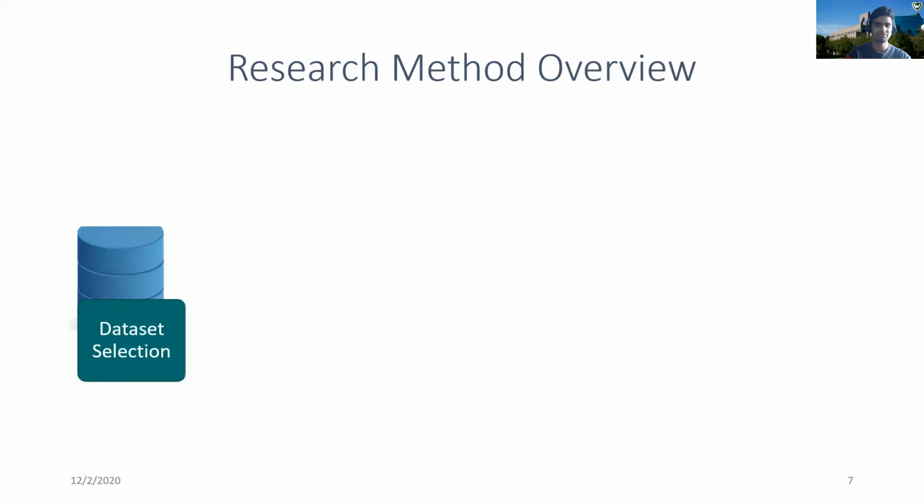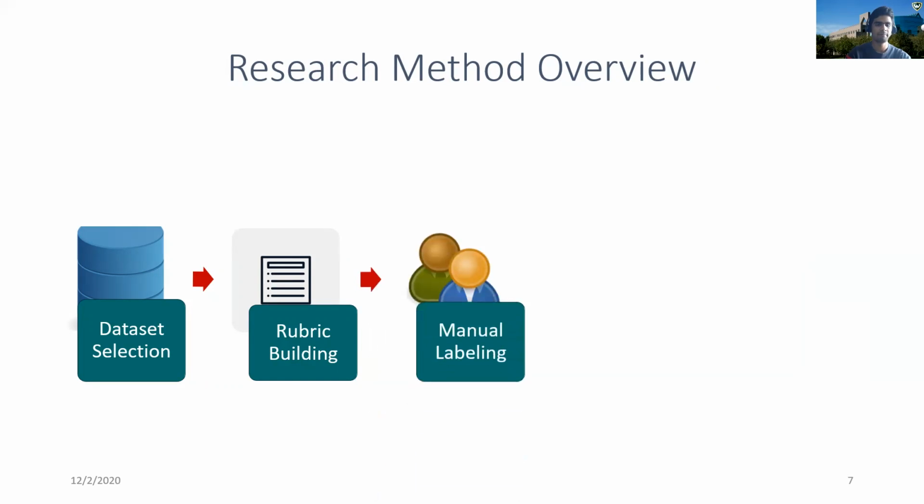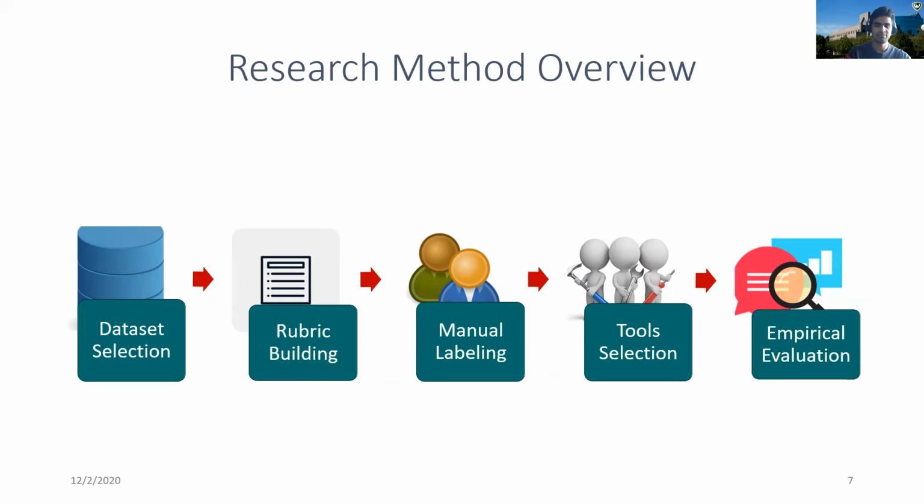First of all, we selected our dataset. Then we empirically built a set of rules to develop a rubric to label the data in the software engineering domain as toxic or not. Then we did our manual labeling. We selected five tools to evaluate with our dataset. Finally, we empirically evaluated all the tools with our dataset and gave further direction for research in developing tools to detect toxic content in the software engineering domain.